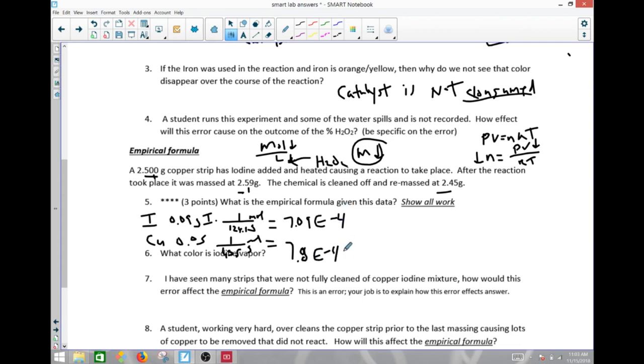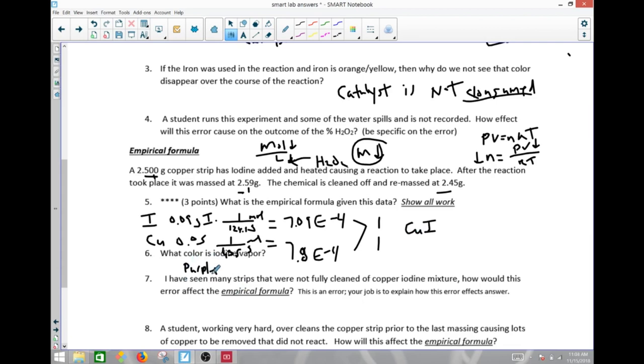You might see a relationship forming here. It looks like they're pretty close to 1 to 1. And if you divide by the smallest one, you're going to get pretty close to a 1 to 1 ratio. So my formula is CuI based on that data. What color is iodine vapor? It's purple, or something like purple.